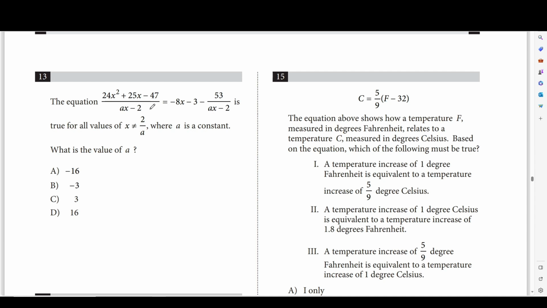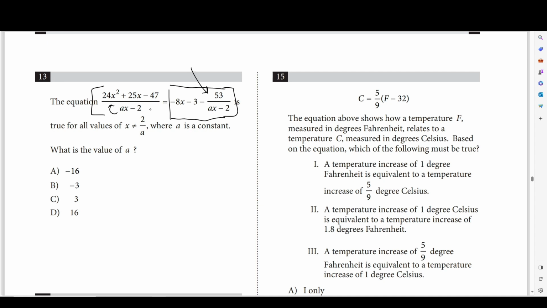But either way, it tells us that this is true for all values where x is not equal to 2 over a, where a is a constant. What is the value of a? So this is really the same thing as telling me that when 24x squared plus 25x minus 47 is divided by ax minus 2, it gives us 8x minus 3 with the remainder of 53.